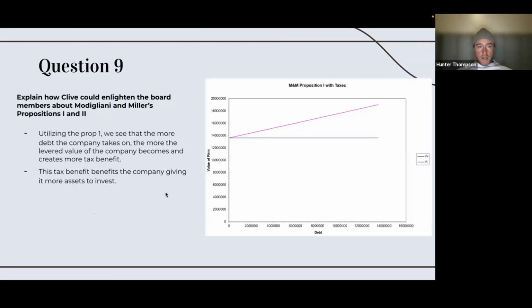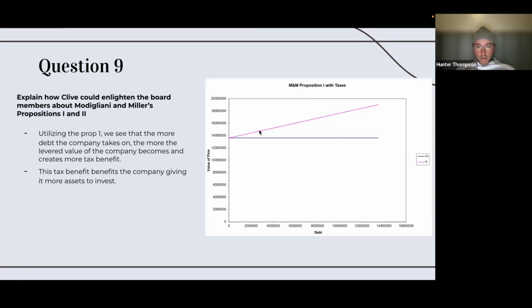And then for question 9, it asked to explain how Clive could enlighten the board members about Modigliani and Miller's propositions 1 and 2. This slide going over proposition 1. Using proposition 1, we see that with the more debt the company takes on, the more the levered value of the company becomes, and this also creates more tax benefit.